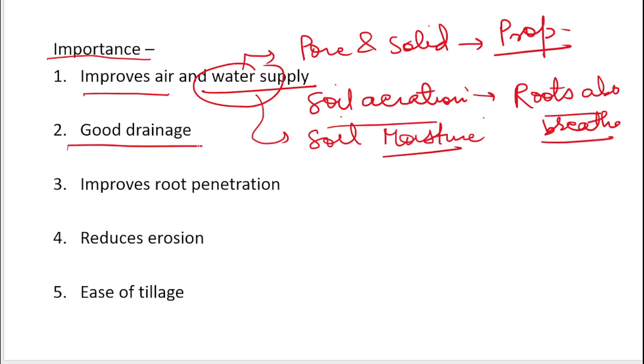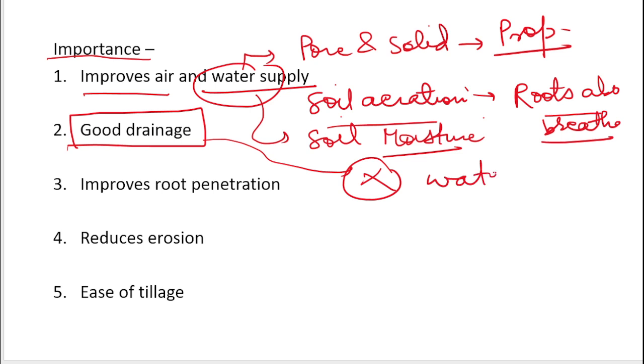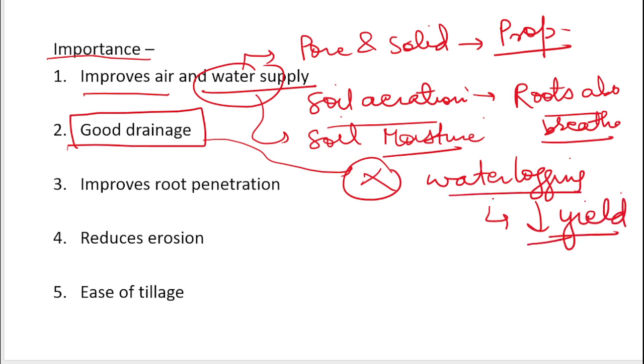Good drainage, a good soil structure should have good drainage. अगर good drainage नहीं होगी, there will be problems of water logging and this will decrease our yield and this will have certain effects on our crops. So we need good drainage. Soil structure improves root penetration. A good soil structure will have good root penetration. The minerals, the nutrients will be absorbed by roots easily if you have good root penetration.